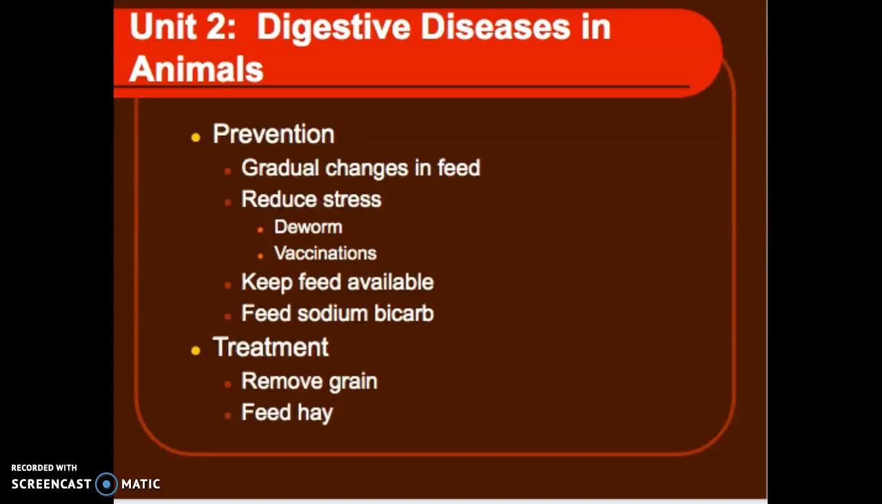Some preventative measures, number one, just great management practices. Anytime that you plan on making a feed change, make those things gradual. Reduce as much stress as you can, deworm, vaccinate, keep feed available at all times. Feed some sodium bicarbonate. I know lots of producers that feed sodium bicarbonate just as a free choice lick pile out at the end of the bunk.